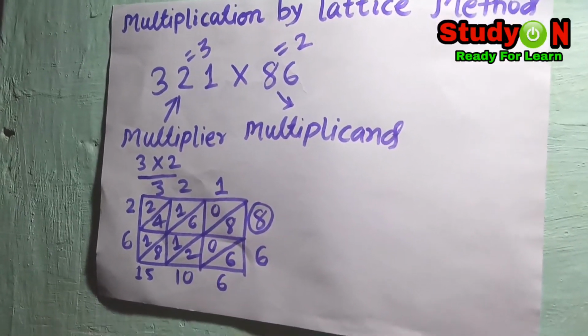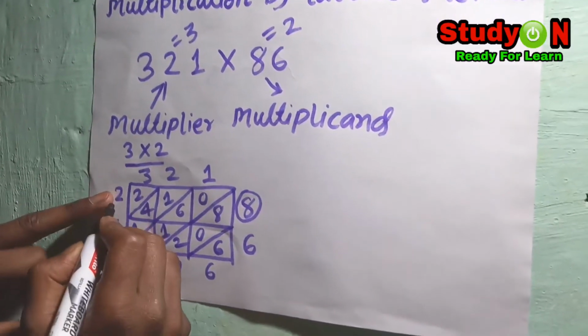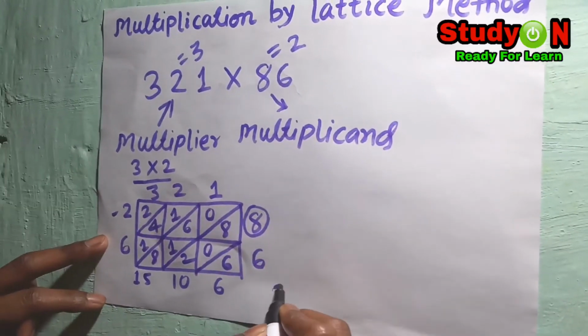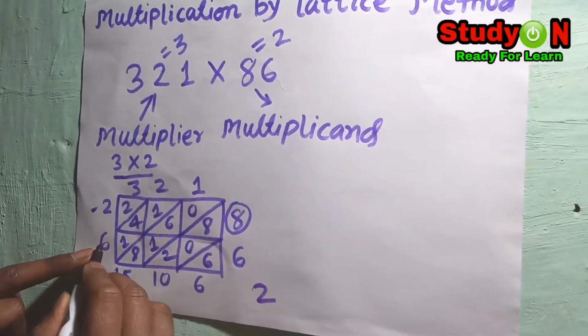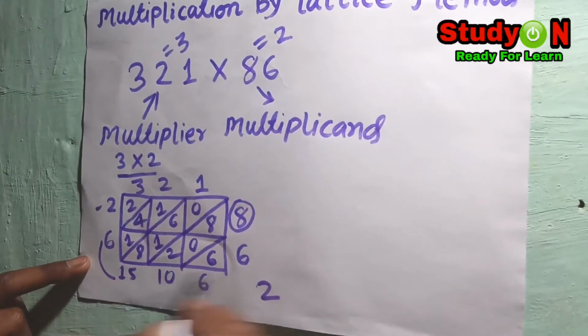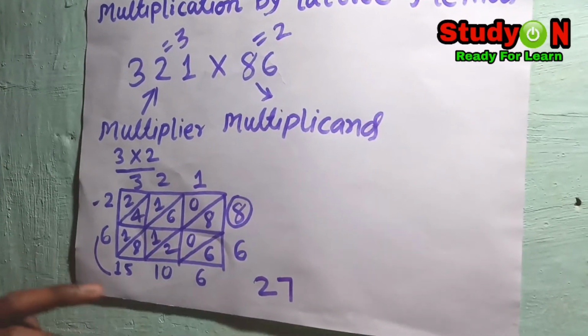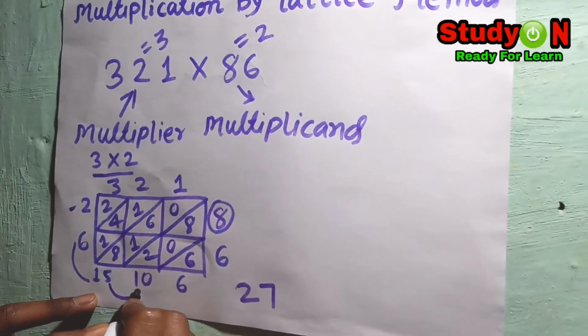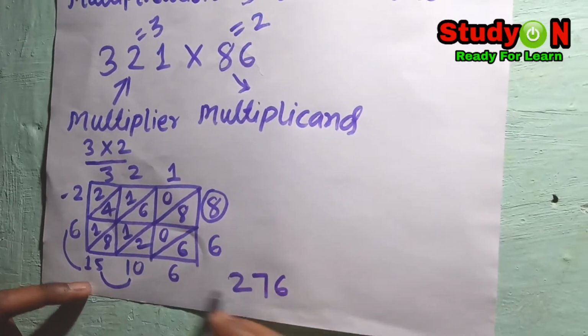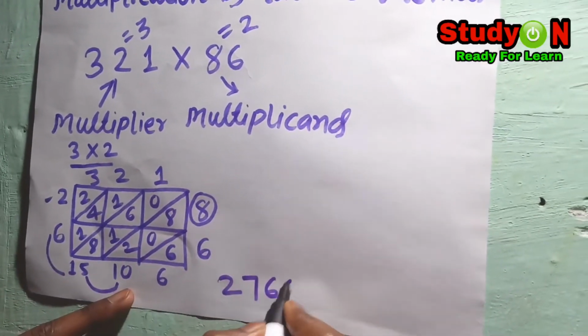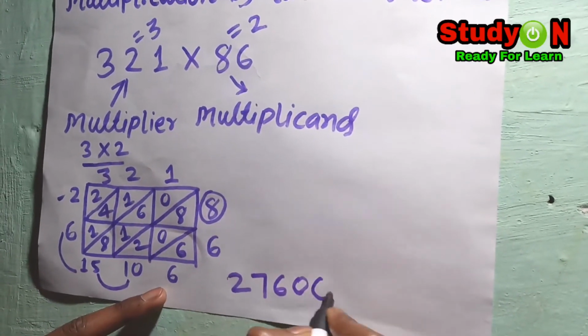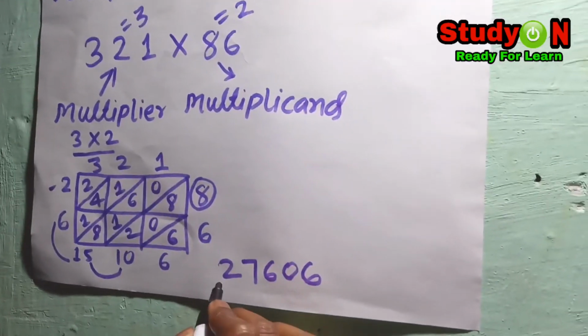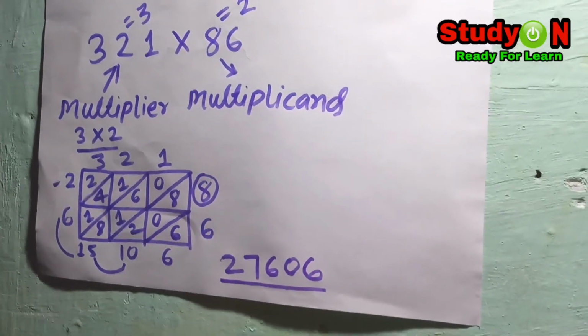Then our final result is 2 6 or 1 7 5 or 1 6, then after 0 and then after 6. This is our final result. Thank you.